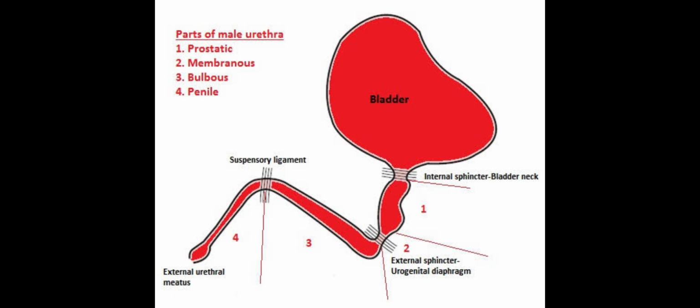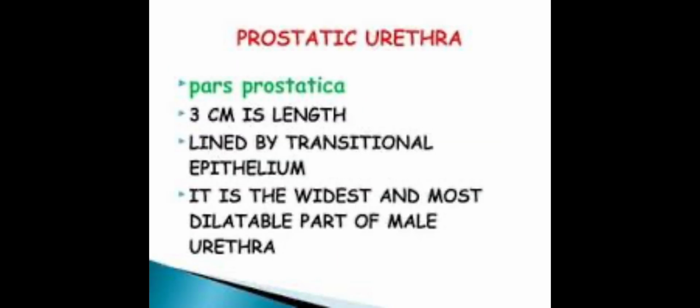The importance of the prostatic urethra is that it consists of transitional epithelium, which we also call urothelium. It is the widest urethra, and it is the most dilatable portion of the urethra. Second, the ejaculatory duct opens into the posterior wall of this prostatic urethra.